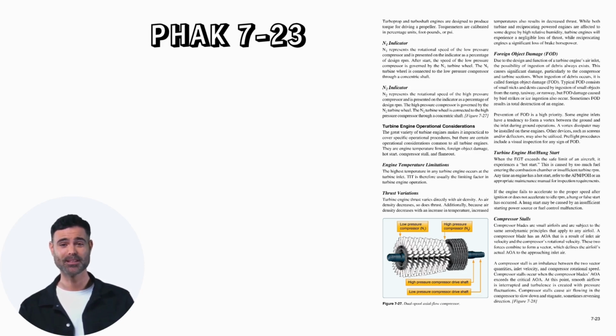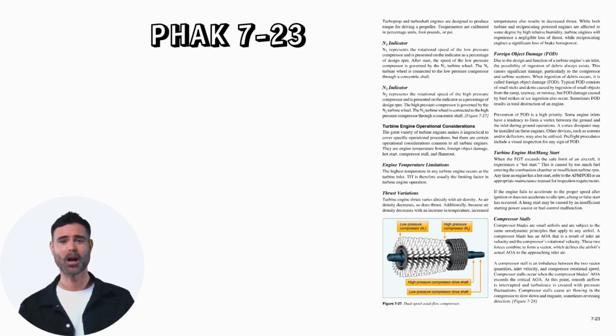Some engine inlets have a tendency to form a vortex between the ground and the inlet during ground operations. A vortex dissipator may be installed on these engines. Other devices, such as screens and/or deflectors, may also be utilized. Pre-flight procedures include a visual inspection for any sign of FOD.